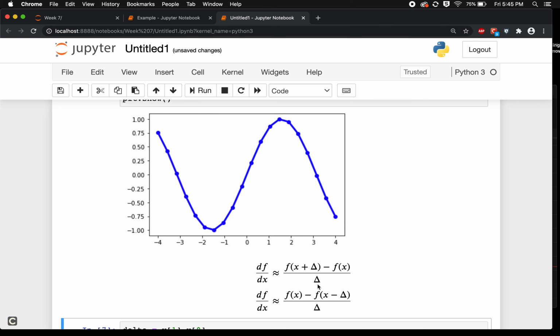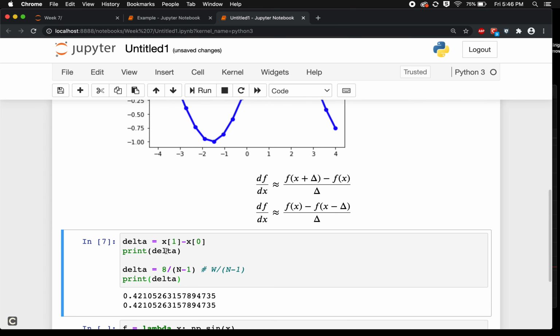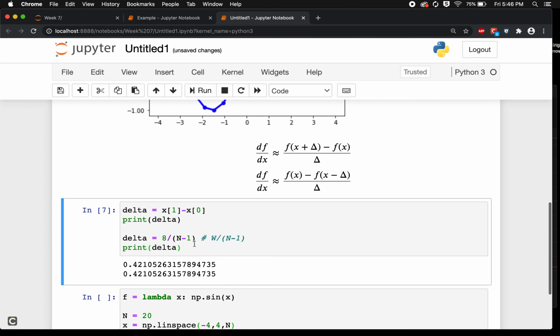What's nice is that when we're going to increment it, if this is x of i, then x plus delta is just going to be simply x of i plus 1. And then if this is x of i, this is just going to be x of i minus 1, because that's how we've set it up by choosing the difference between these points as delta.